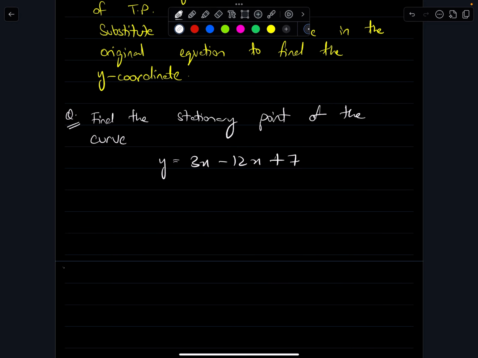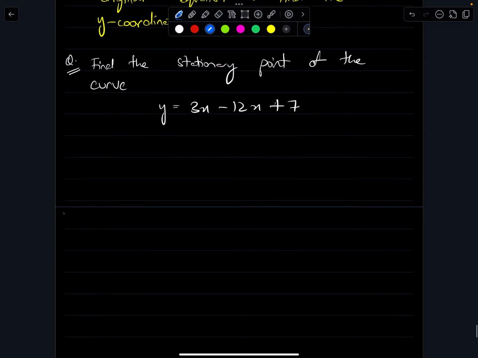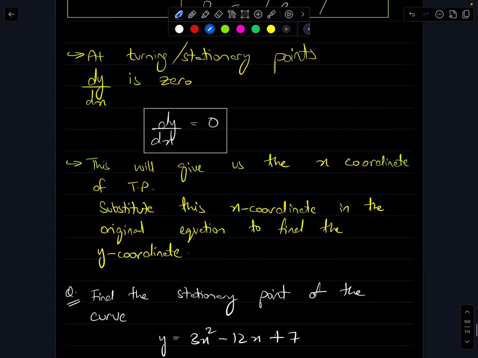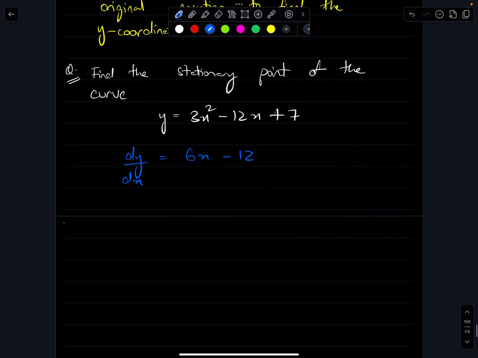Let's say, for example, we're asked to find the stationary point of this quadratic equation to be precise. So, we start off by finding dy over dx. The differential is 6x minus 12. Since dy over dx for a turning point is equal to 0, and we need to find the turning point, we will use this information and equate this to 0. I write this in red since this is important. This is the key point. And eventually, we will use this information to find the value of x, and x turns out to be 2.